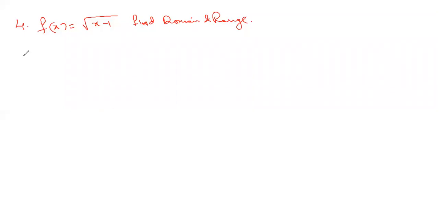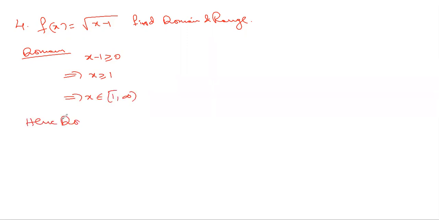See, the domain condition is simple. x minus 1 in the under-root expression should be greater than or equal to 0. That implies x is greater than or equal to 1. That implies x belongs to the closed interval 1 to infinity. Hence, the domain is 1 to infinity.